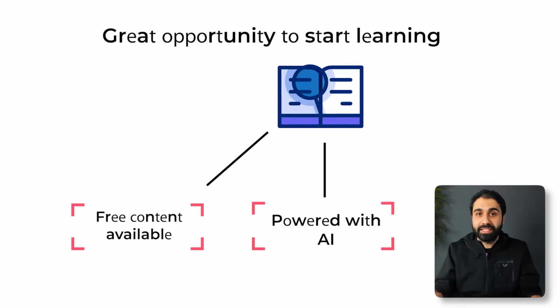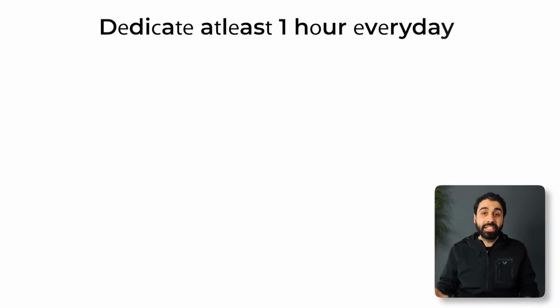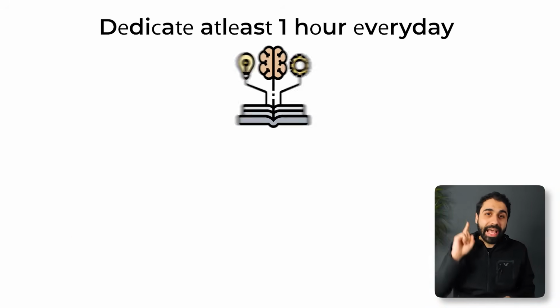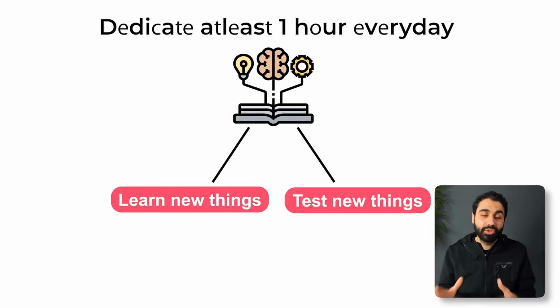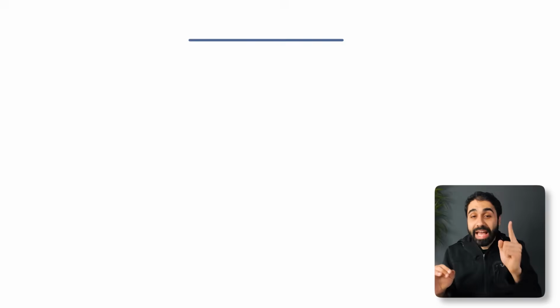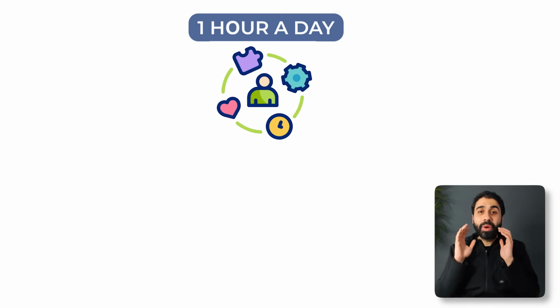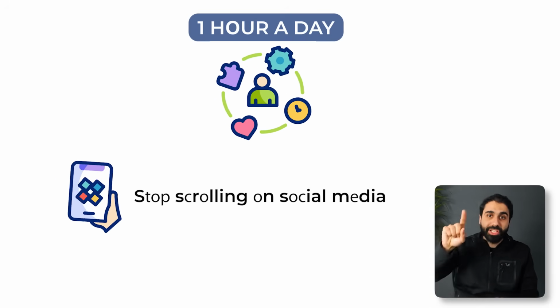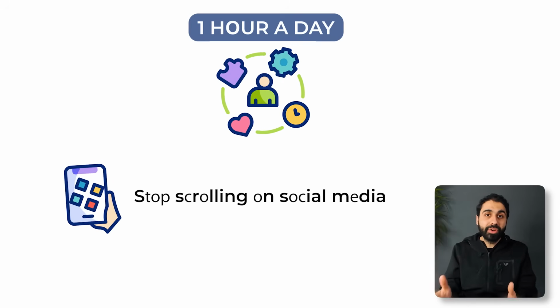The main message, if I want to give you something in this video, take these two words. Today, decide to dedicate at least 1 hour every day to learn new things and test new things. You don't have much time. Stop saying I'm a beginner and take action today and start learning. With 1 hour a day, you will change your life in 30 days. Instead of wasting time scrolling on social media or on Netflix, dedicate 1 hour for education, for learning and testing.